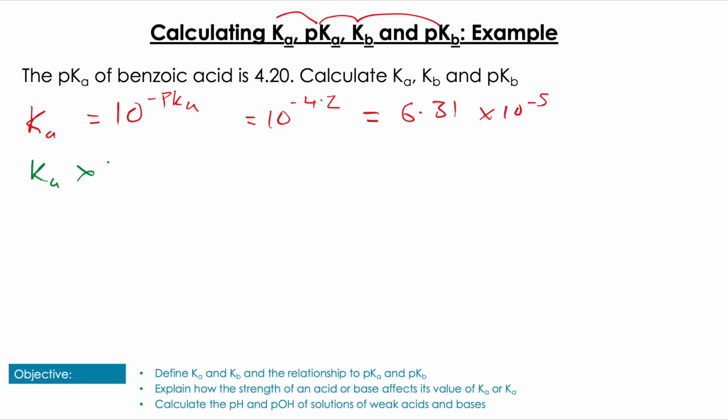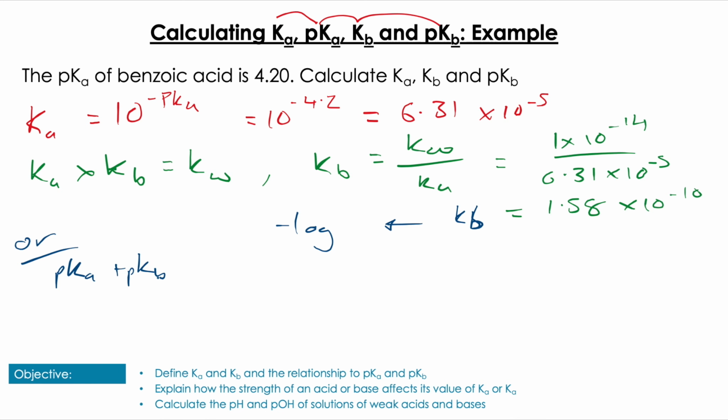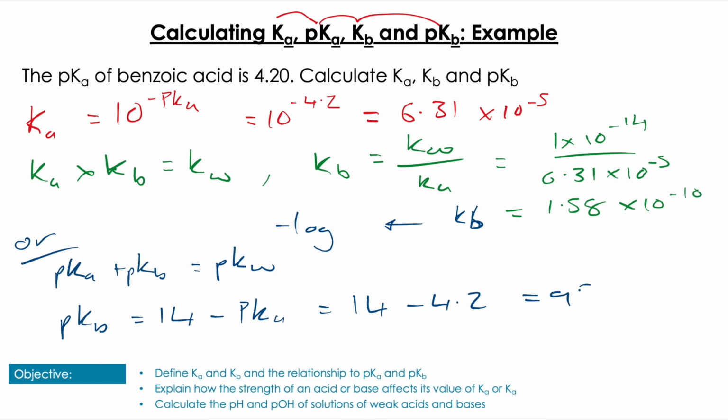Okay, where can we go from there? Well, we know that Ka times Kb is equal to Kw, so Kb therefore is Kw over Ka, so I can do 1 times 10 to the minus 14 divided by 6.31 times 10 to the minus 5, which gives me 1.58 times 10 to the minus 10. So now I've got 2 of the 3 from the question. So I've got my Kb, I've got my Ka, and I can take the negative log of Kb to find that, or I can use the relationship of pKa plus pKb equals pKw. So pKb equals 14 minus the pKa, which equals 14 minus 4.2, which is 9.8.